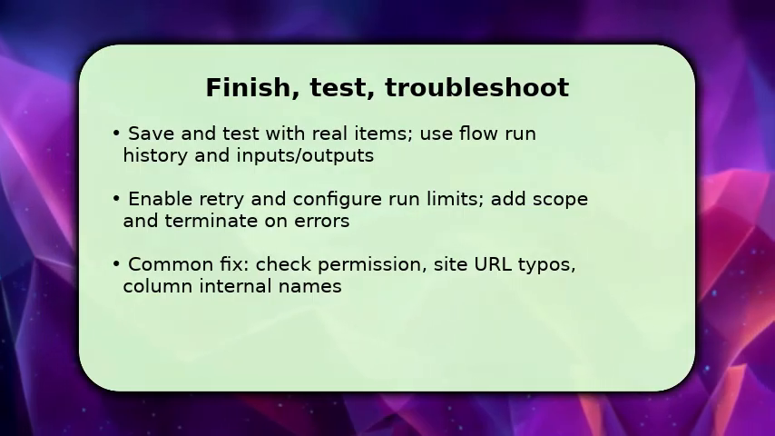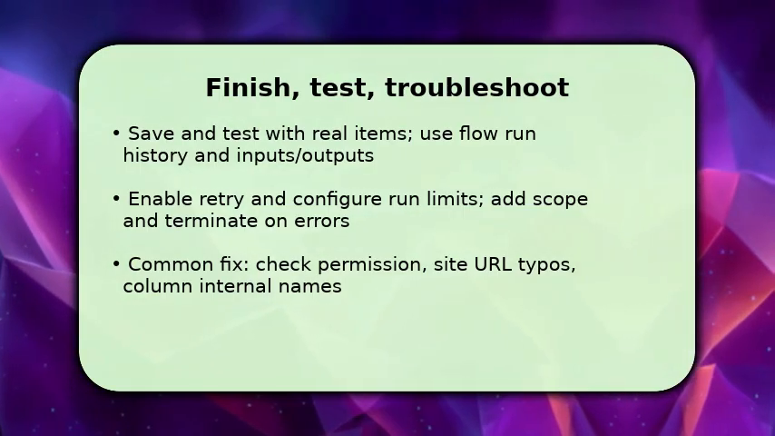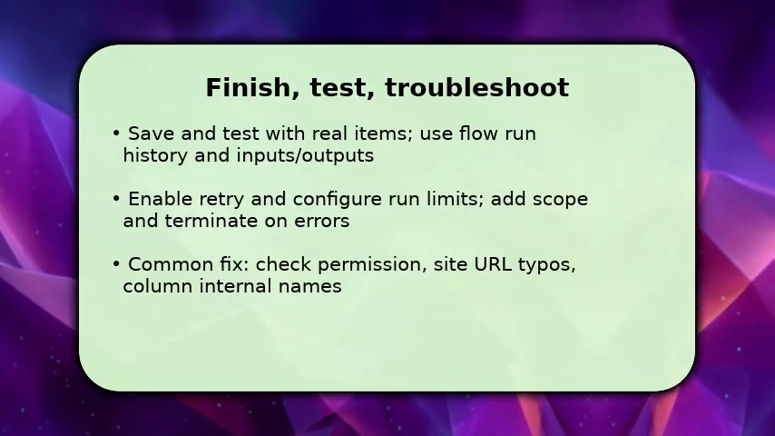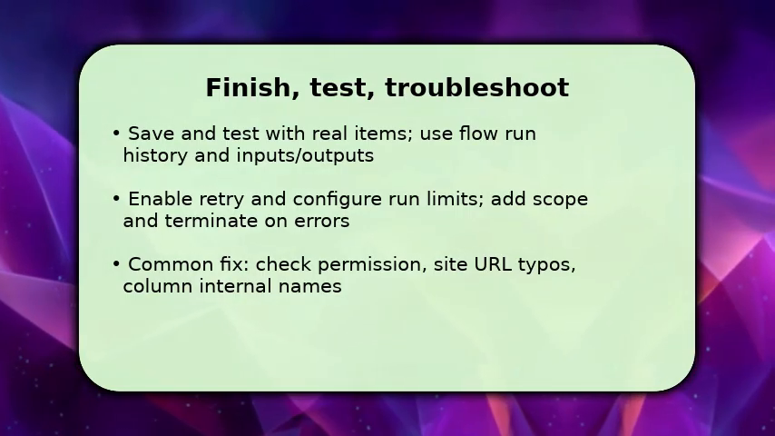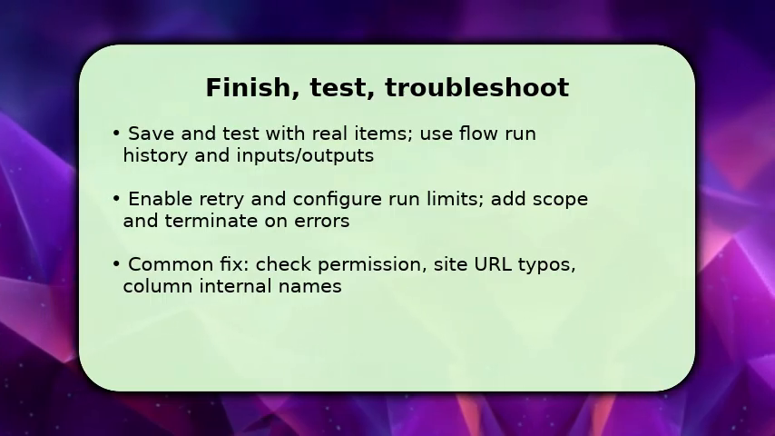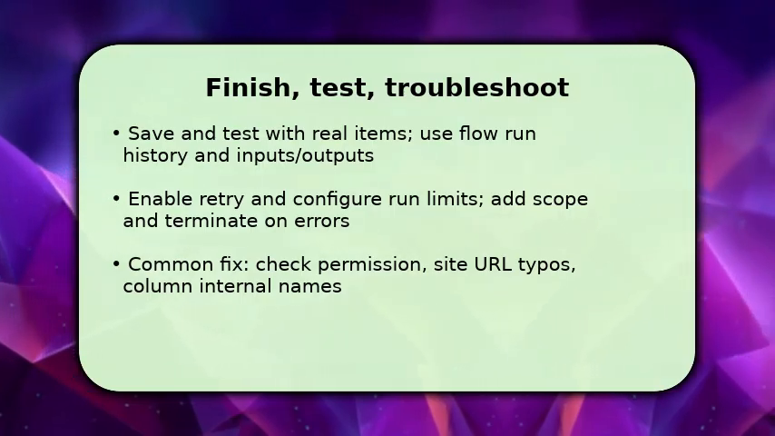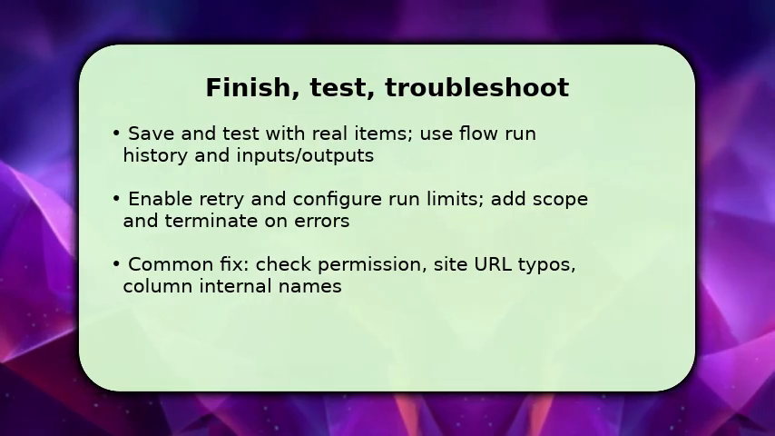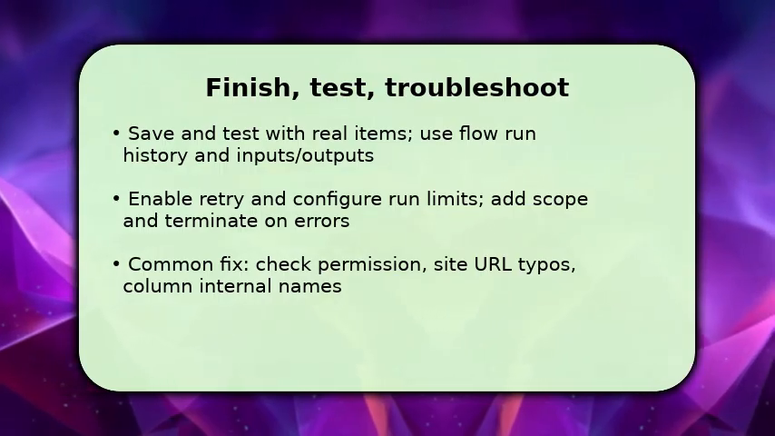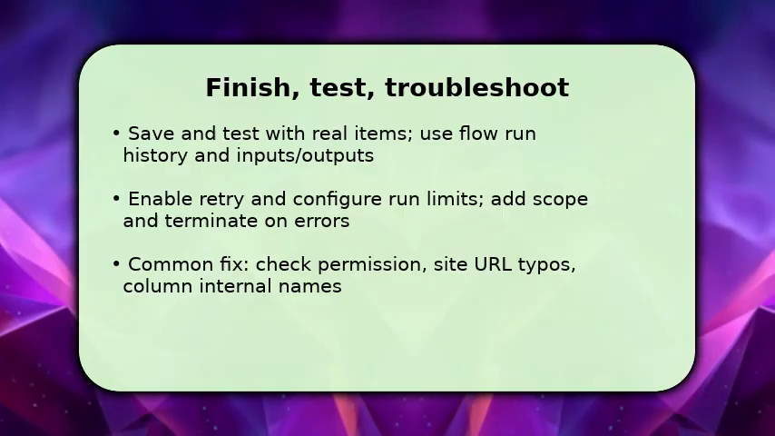If it fails, check permission scopes, site URL accuracy, and column internal names. Those are frequent culprits. Once tests pass, schedule or enable the flow. If loops or duplicate triggers occur, adjust trigger conditions and concurrency control to prevent unintended repeats.